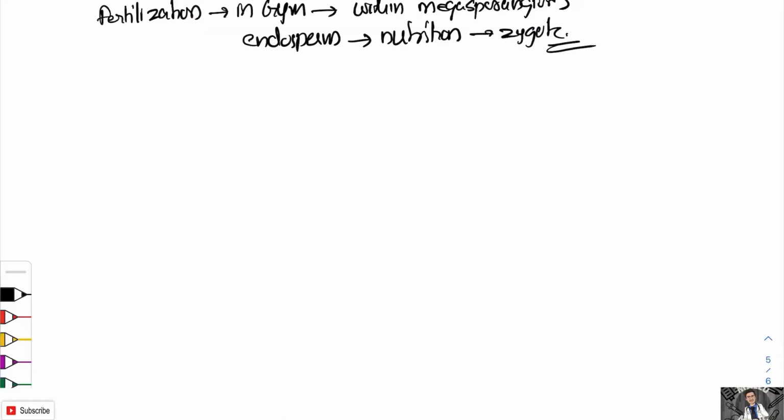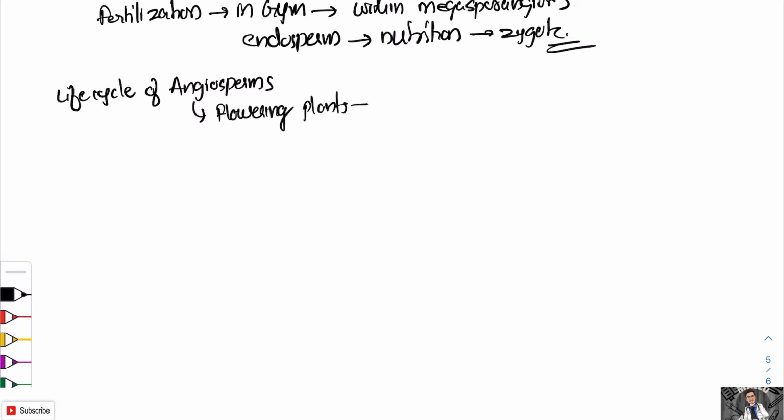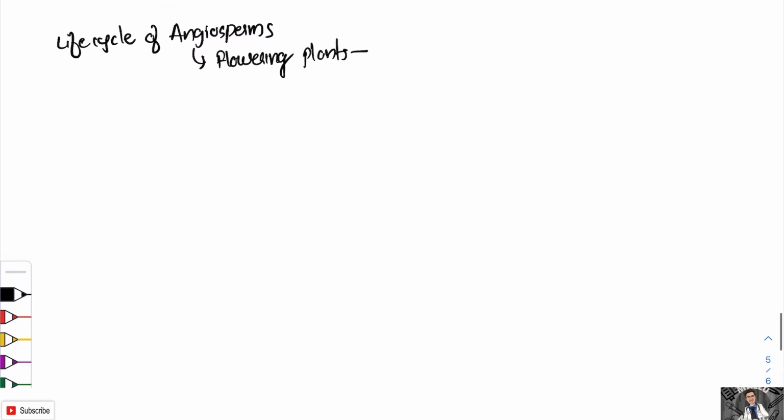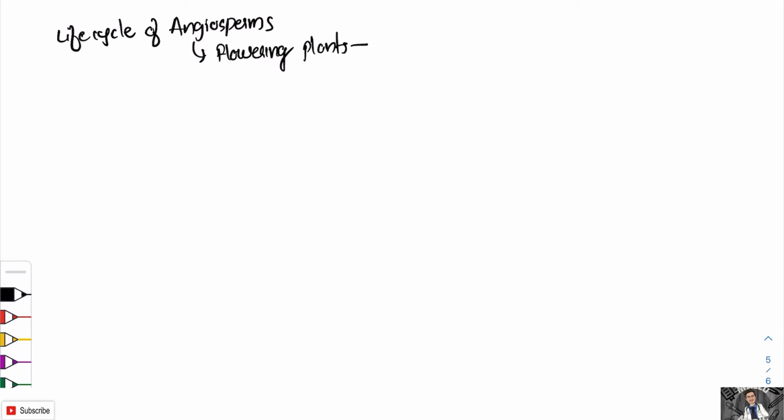So having learned the life cycle of gymnosperms, it's quite easy to understand the life cycle of angiosperms. So what do we call angiosperms in an alternative term? It's flowering plants. So within no time, let's learn the life cycle of angiosperms. As you know, even angiosperms have a diploid life cycle.